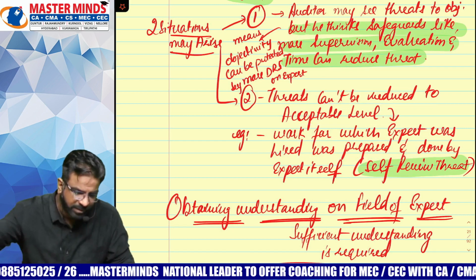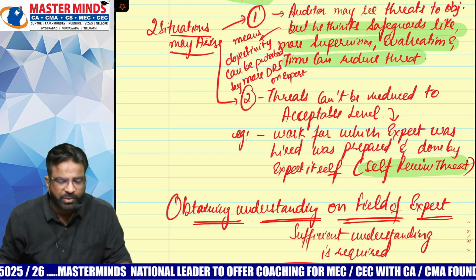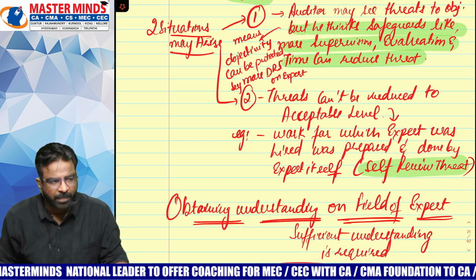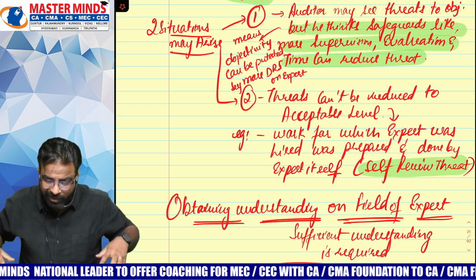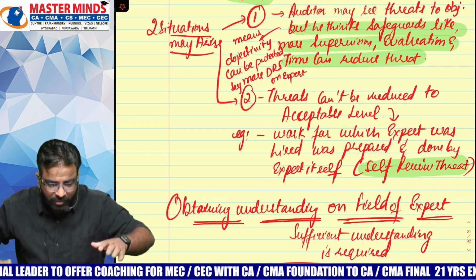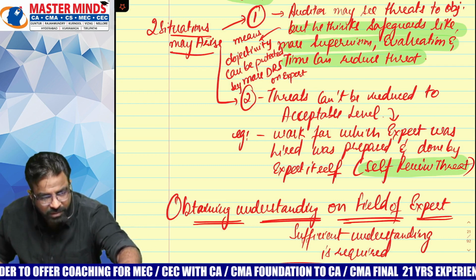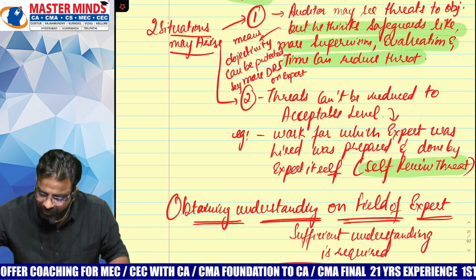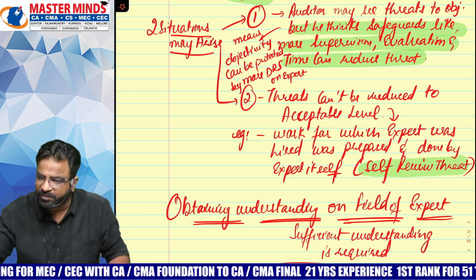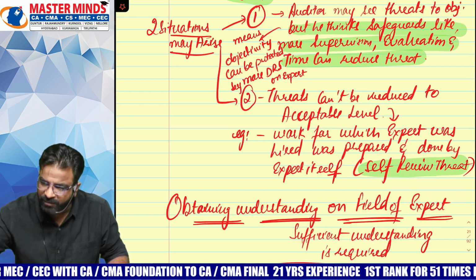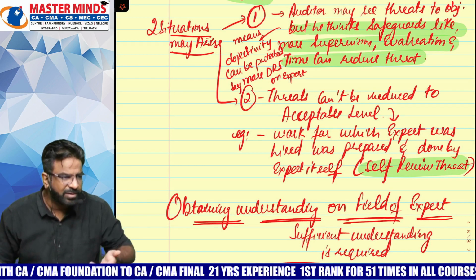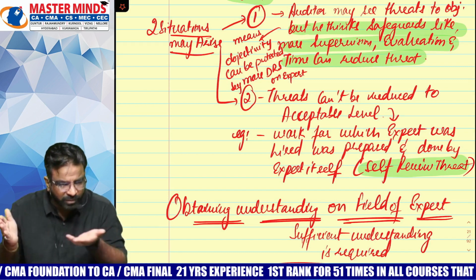Situation number one. There is a threat that came, but you think that your DRS can reduce this threat. What is DRS? अगर आप अपने एक्सपर्ट के ऊपर थोड़ा अपना डायरेक्शन, रिव्यू, सुपरविजन मोर कर दोगे, तो दिस थ्रेट कैन बी व्हाट? Reduce. But there is another situation where you think that self-review threat is there. Which review? So your DRS won't work. Better to replace this expert with what? Another expert.